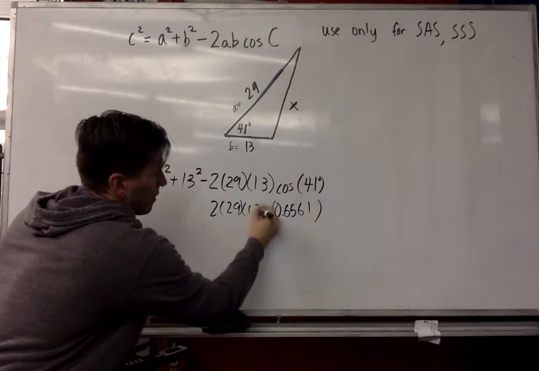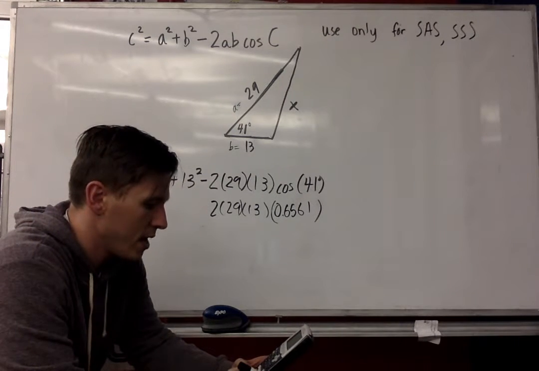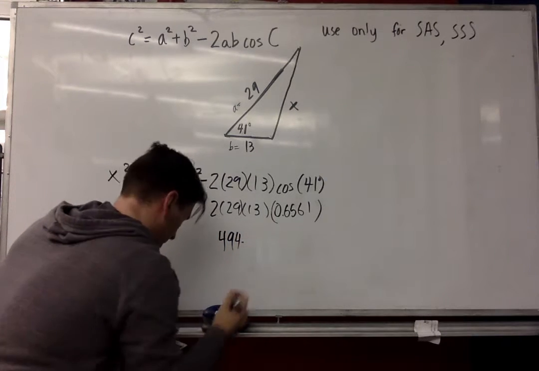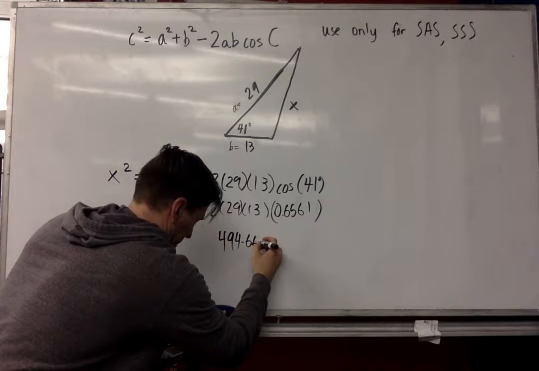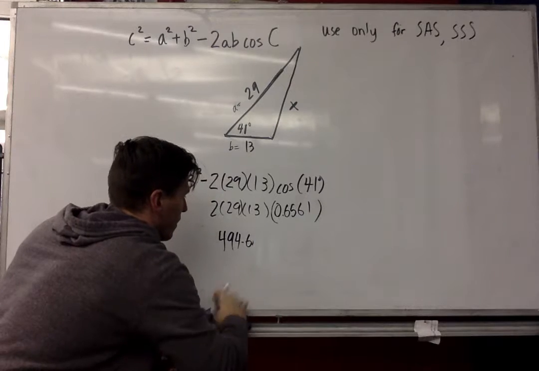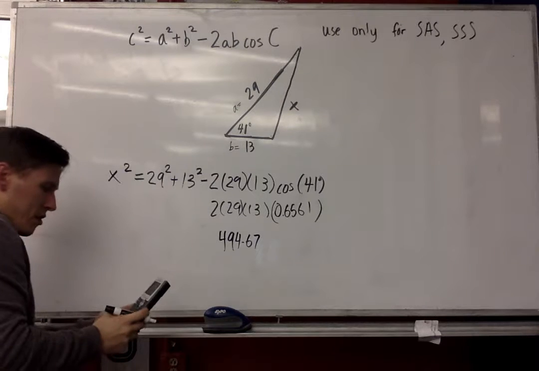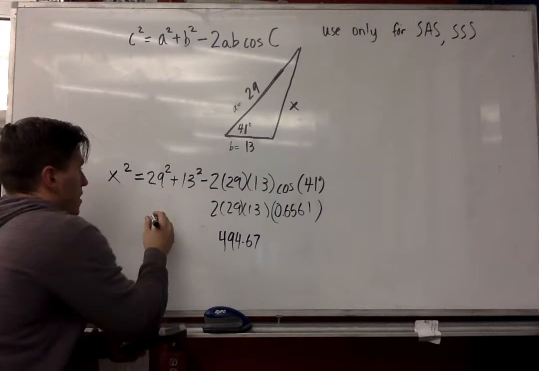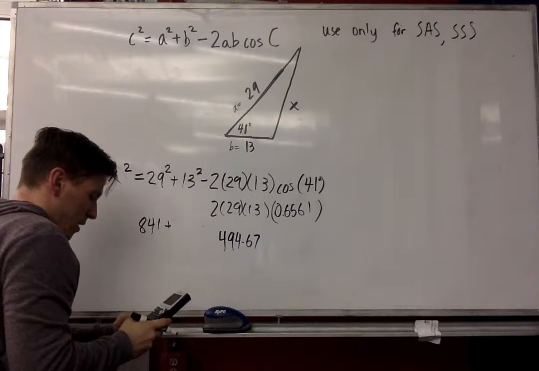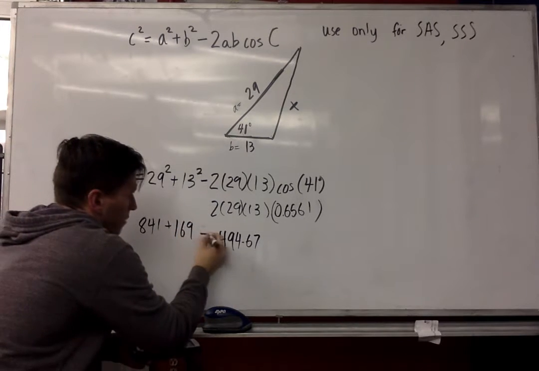So I can transcribe all this down. I'm just going to take that in my calculator times 13 times 29 times 2. And I get 494.6685. Man, I'm taking so many decimals. 494.67 is fine. And then I also need 29 squared, which I don't know off the top of my head, which is 841, plus 13 squared, which is 169. I did know that one, but I was feeling a little bit shy.